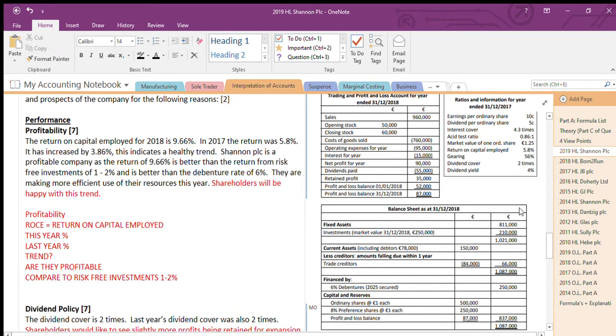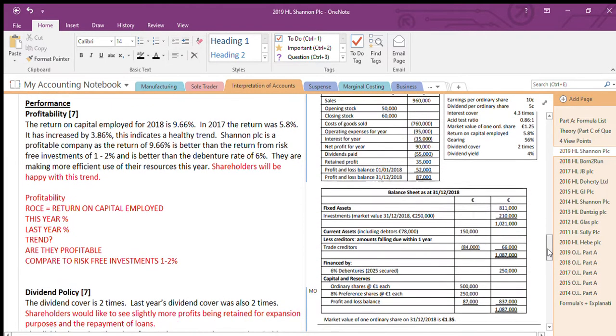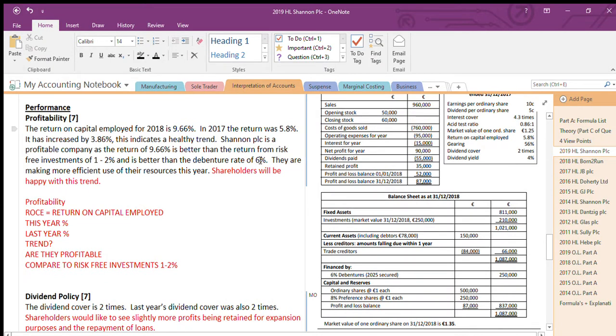And also compare it to the debenture percent. This is the debenture percent here; they give it to you in the question. A debenture would be to get another loan. So if you were to get a loan, how much interest would you be charged, or if you were to give a loan to somebody, how much percentage interest could you get for it? That would be 6%. So compare to the debenture rate.